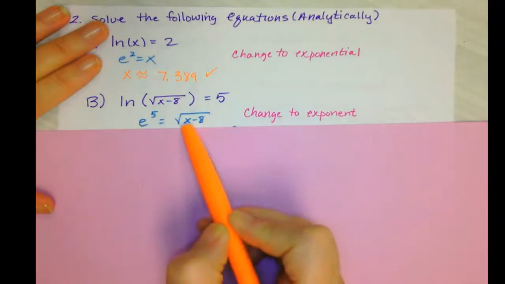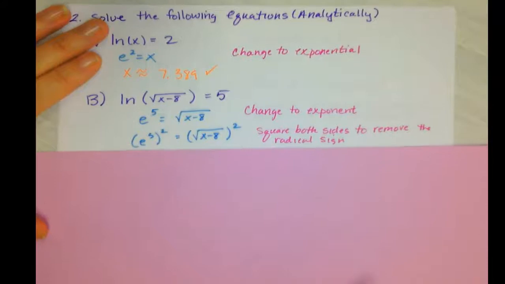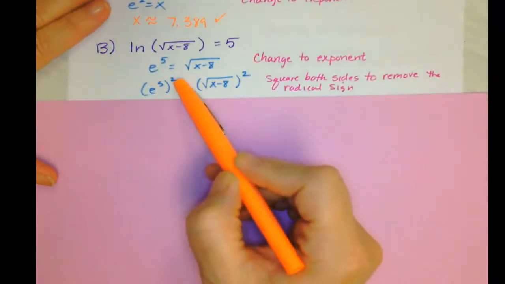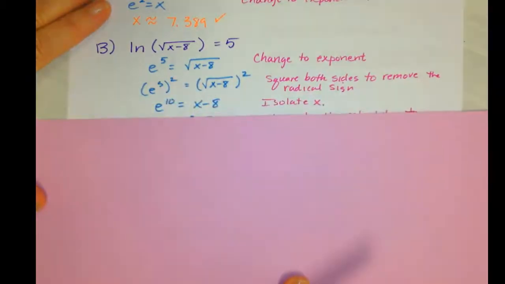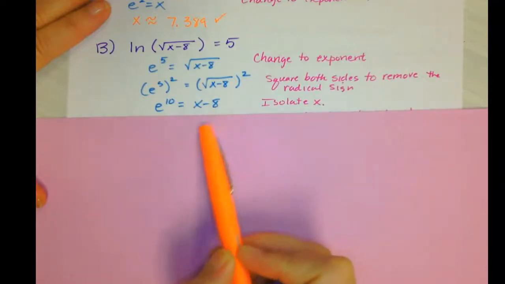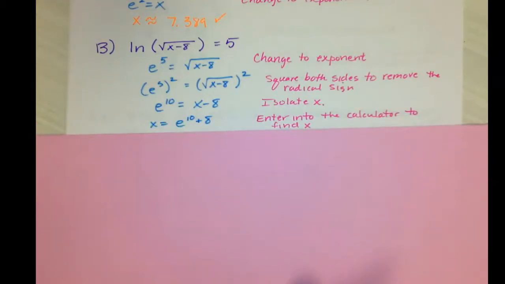How do I get down to the x there? I've got to get rid of the square root. So in this case, I'm going to square both sides. On this side, a power to a power means I'm multiplying, so I get e to the 10th, and then I will have x minus 8 over here. Then we're going to isolate x, so we're going to move the 8 over to the other side, and we have this statement. And remember, e is just a number, so that's a number plus a number.